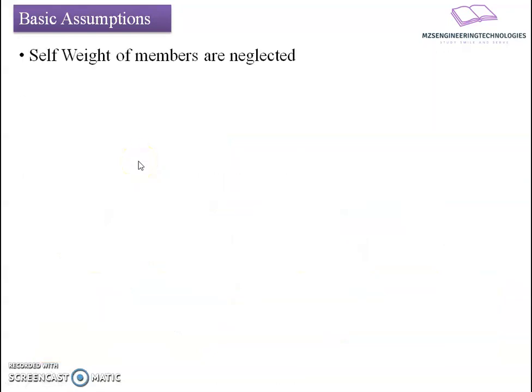Let's go towards the other assumption. The self-weight of the members is neglected. As compared to the supporting system and the weight of other elements which are being transferred as load, the self-weight of your truss is very much less. That's why it is said to be neglected, or we are not going to consider it in calculating the total dead loads which are appearing on it. Or sometimes, if it is significant, then special provisions are made to account for the self-weight of the structure.